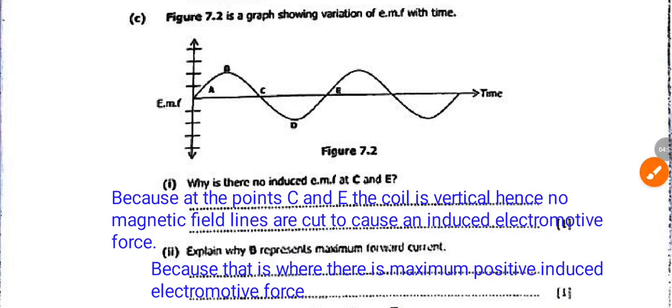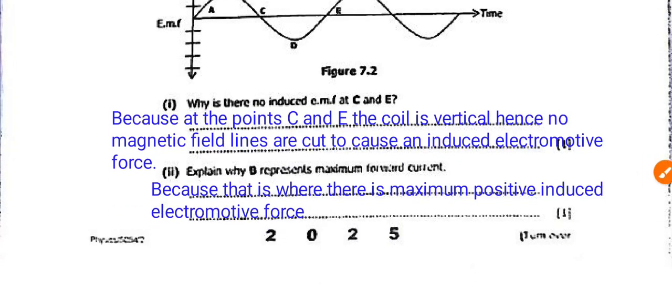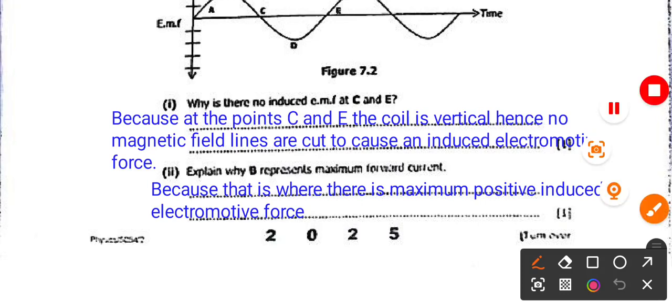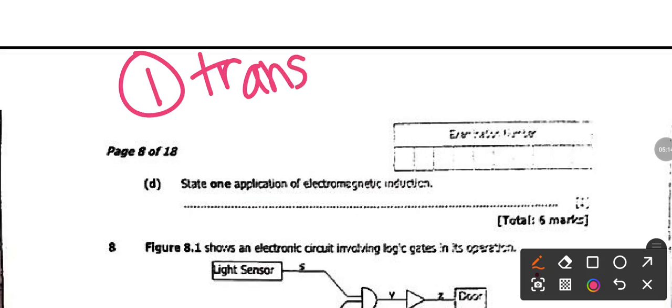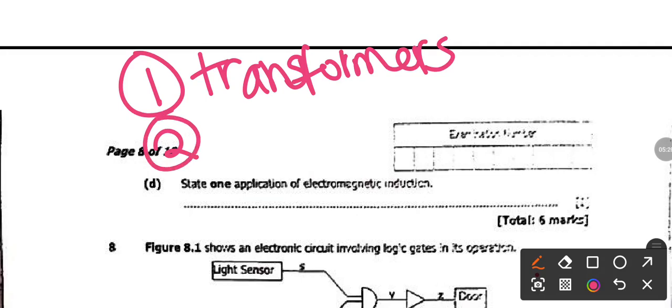All right, let's go to this next question. The next question D is saying, state one application of electromagnetic induction. Knowledge of electromagnetic induction is widely applied, and the number one application that we can make mention of is in construction of transformers, and the second application is in bicycle dynamos.